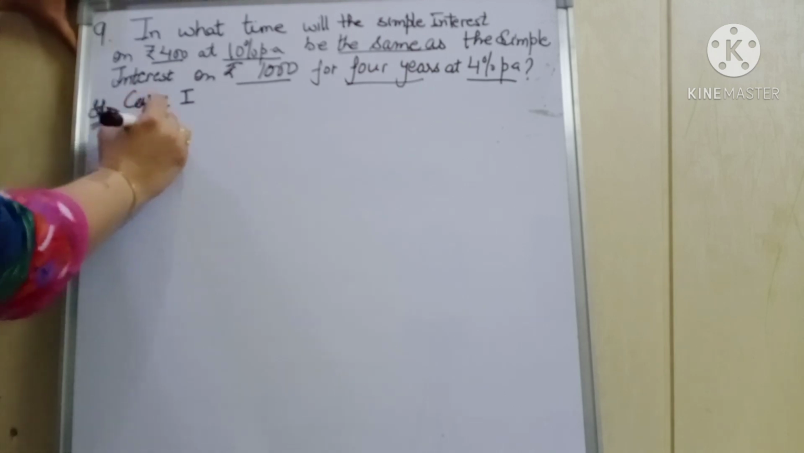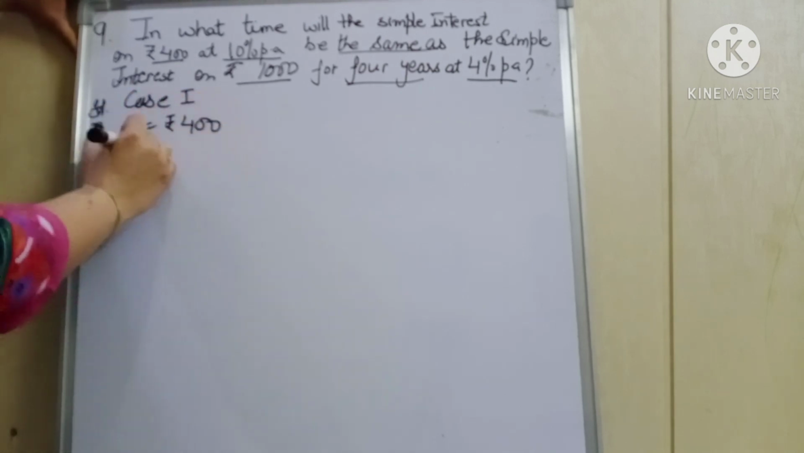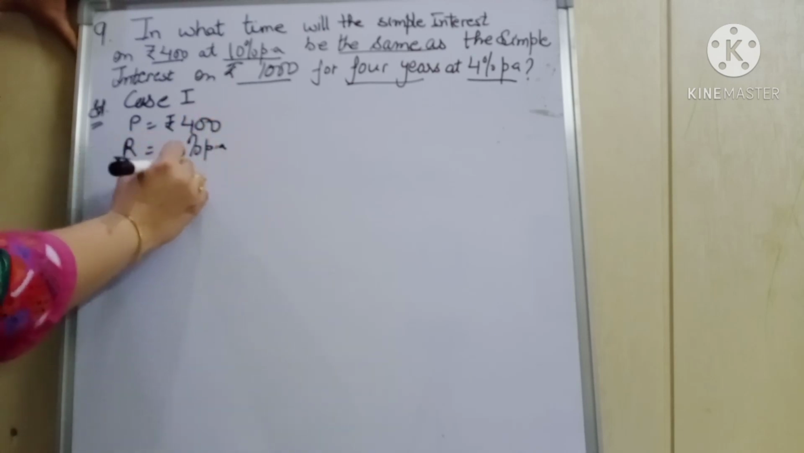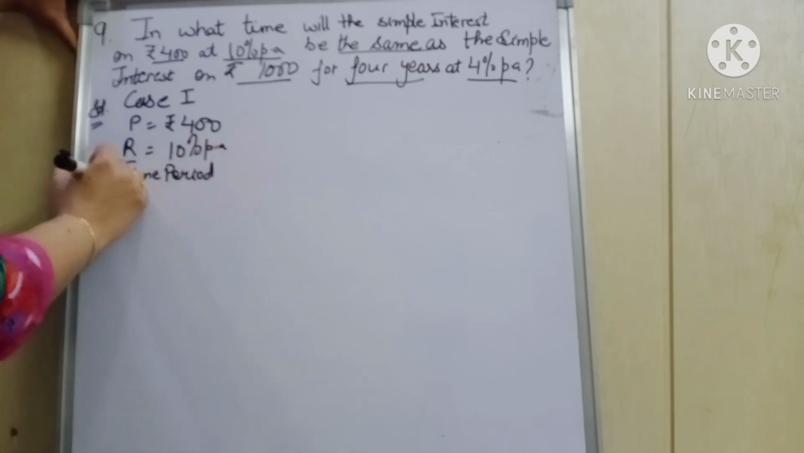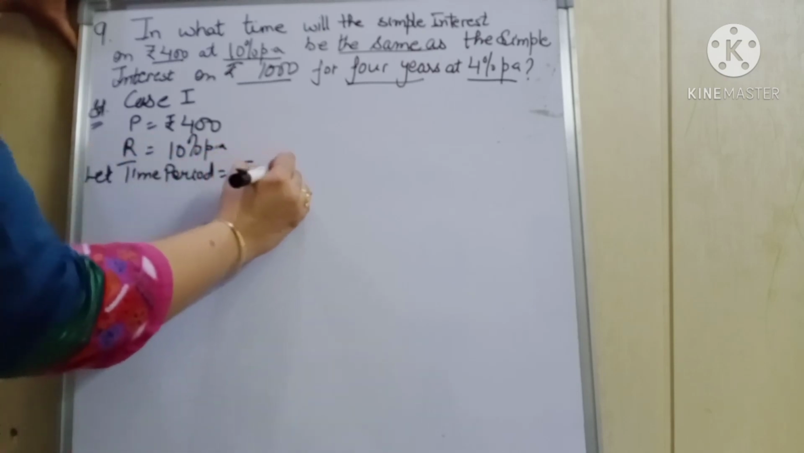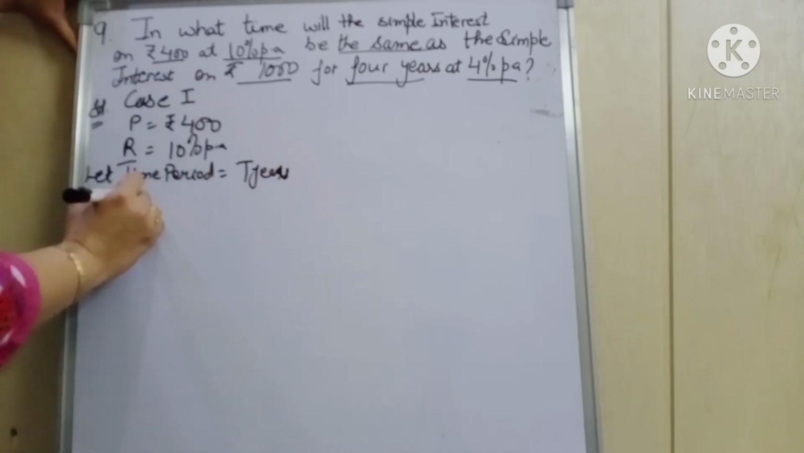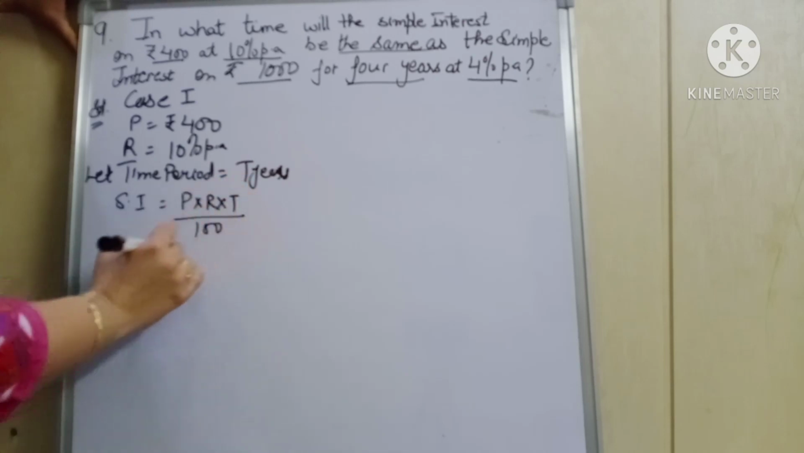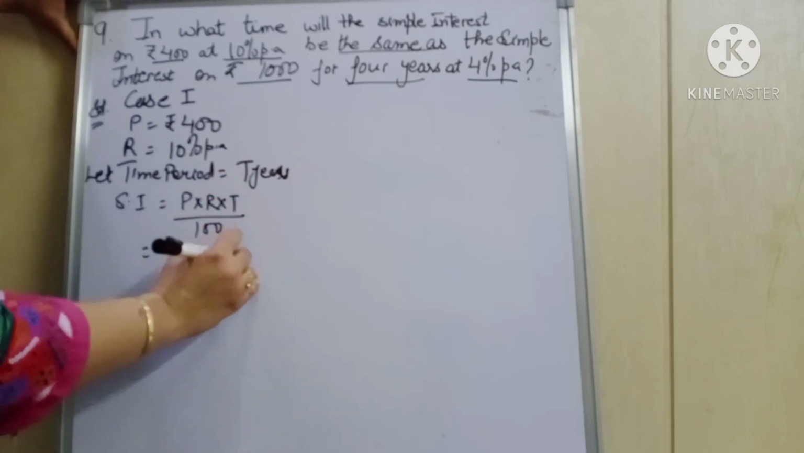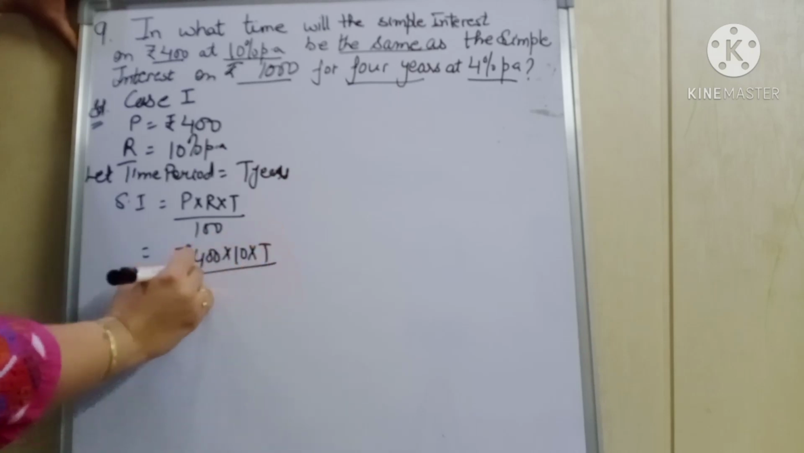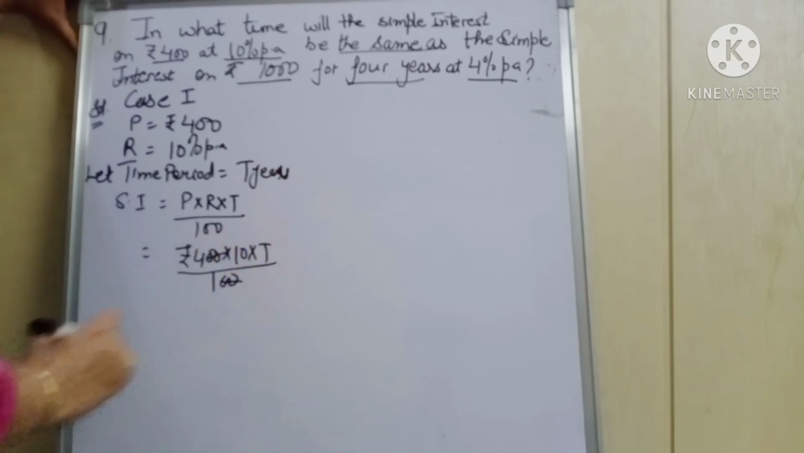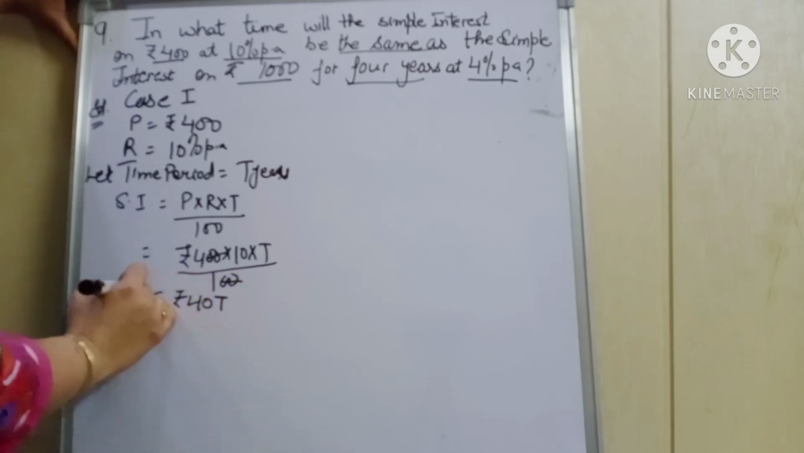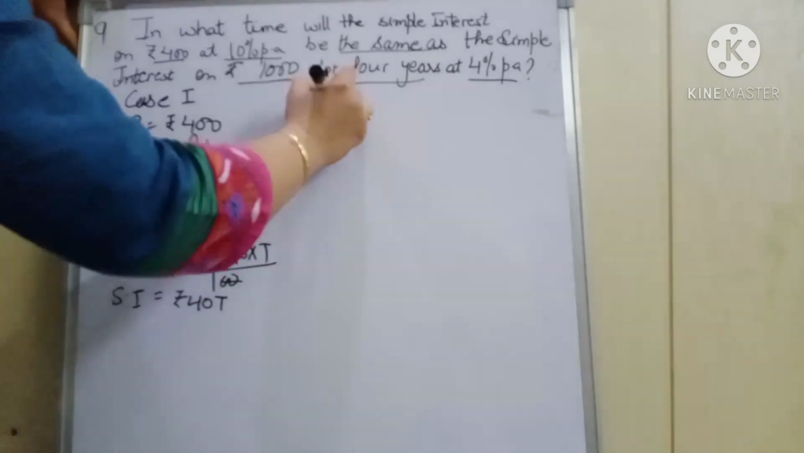Case 1, in which the principal is rupees 400, rate of interest is 10% per annum, and let the time period be T years, because we have to find it. We know the simple interest is P into R into T by 100. What is the principal? Rupees 400. Rate of interest 10. Time period we have to calculate, upon 100. Zeros and zero cancel. Rupees 40T. Simple interest in case 1.